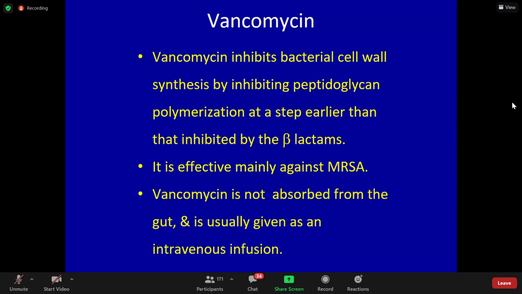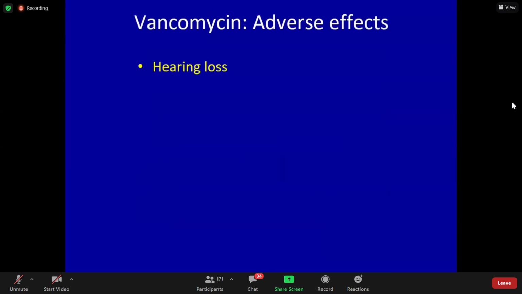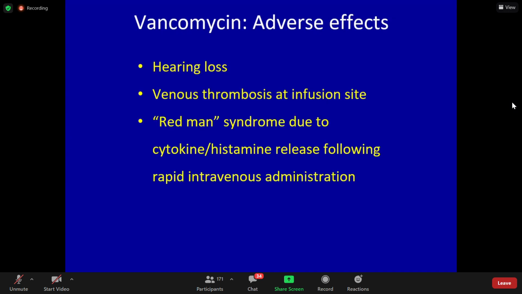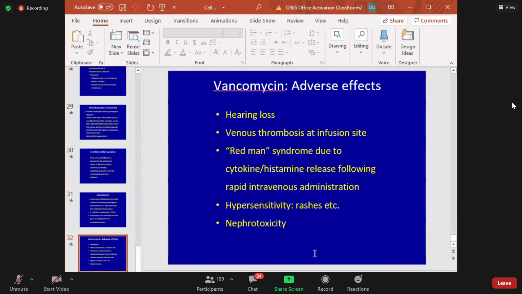It is not absorbed from the gut and is usually given as an intravenous infusion. Adverse effects: hearing loss, venous thrombosis, red man syndrome due to cytokine and histamine release following rapid intravenous administration. Within minutes of the drug being delivered intravenously, you will see the person receiving it has become red. This is known as red man syndrome. Also hypersensitivity and nephrotoxicity. So that's it. Any question? No?